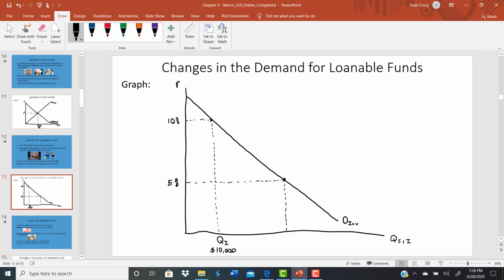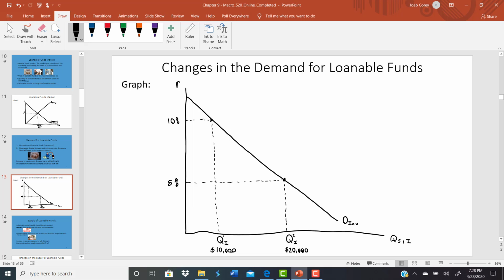So at a 5% interest rate, the quantity of money that you're willing to borrow, call that QI2 versus QI1 here, we'll call that, say, $20,000. Again, you're going to be willing to borrow more money at a lower interest rate because that's less money that you're going to have to pay back when you go to pay back that loan, right?